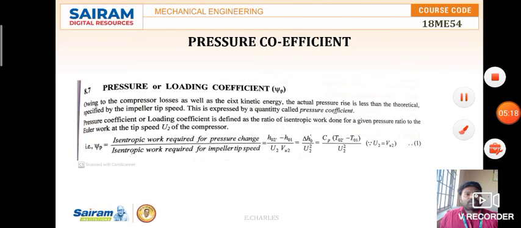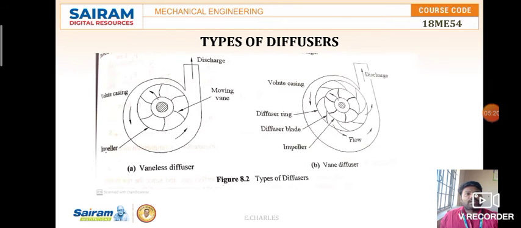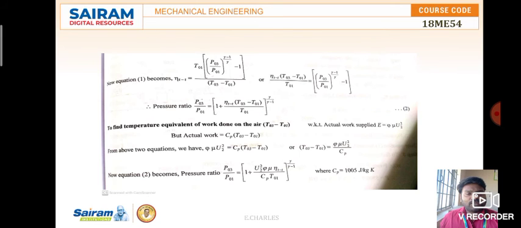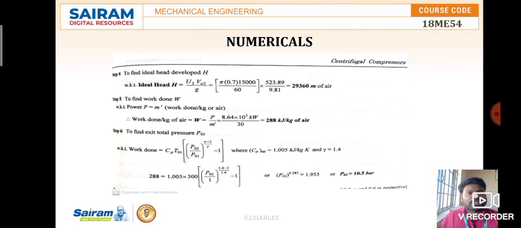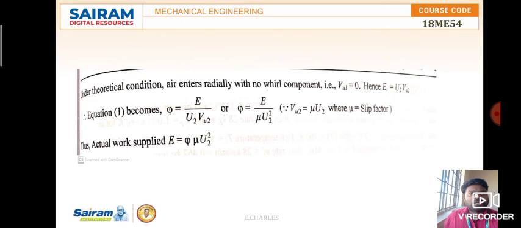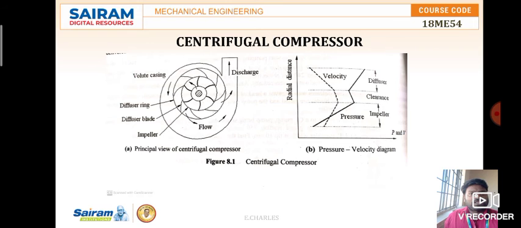So overall pressure ratio, pressure coefficient, work done, and types of diffusers. In that same way we will move on to the numericals. Before moving into the numericals, once again we will recap what we have seen: the centrifugal compressors. We have seen the principal view of centrifugal compressors. In that, a volute casing will be there, a diffuser ring, diffuser blade, impeller and discharge.